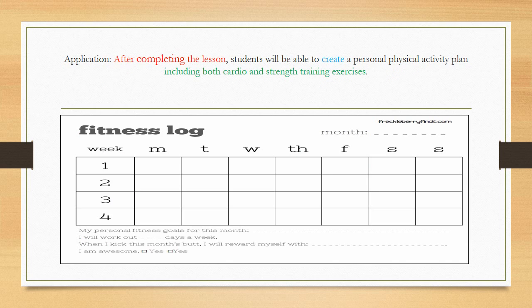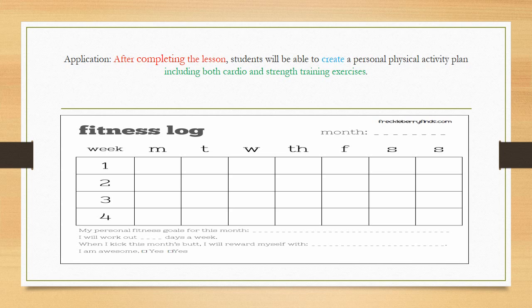Now, after we have moved on from demonstrating these exercises, we will then go into our fitness log, and we will create a personal physical activity plan that includes cardio and strength training exercises. I will have the students take a log similar to this and write down activities they would like to accomplish each day of the week for a solid month.